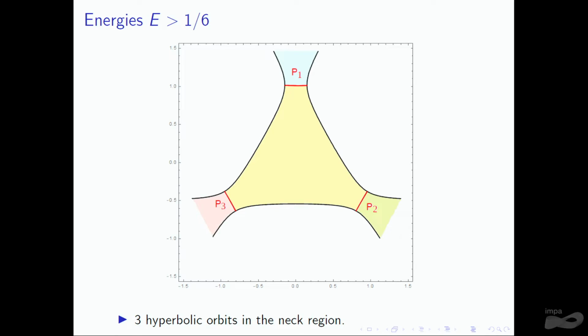And so for every energy greater than the critical value, 1/6, you have this situation: just one hyperbolic orbit connecting these two boundary components. Okay? And you have this picture there.